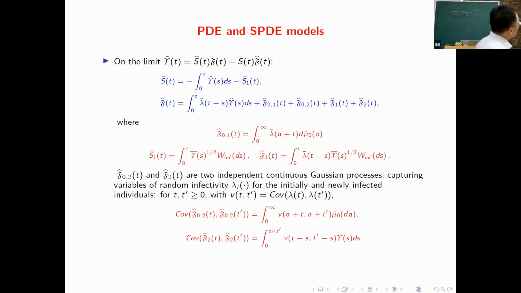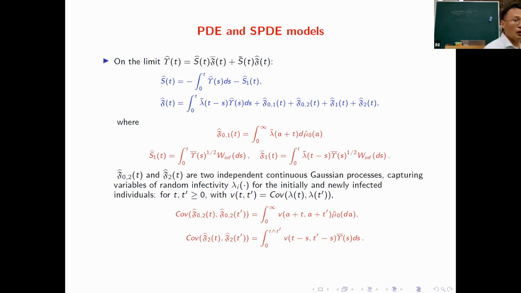Okay, and the Gaussian noises, one of these is from the initial quantities, right? And two of these, the S hat 1 and F hat 1, are from the infection white noise. The other two, F02 and F2, come from the randomness of the random infectivity functions. So in the formula this basically captures the covariance functions of the lambda functions.